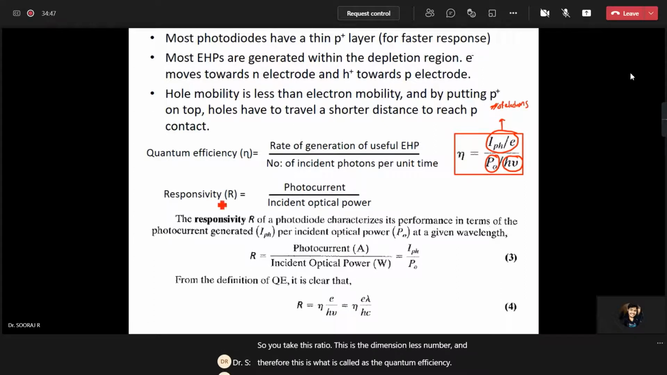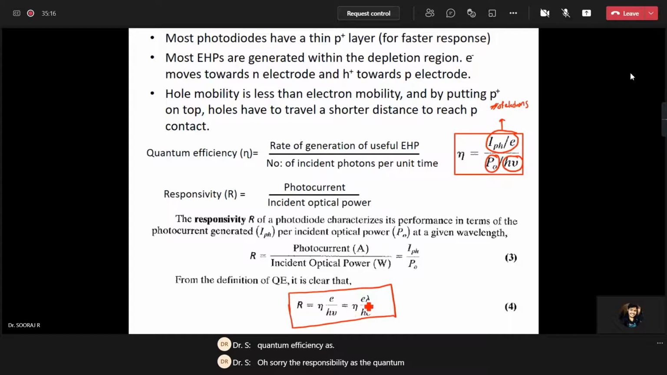And the responsivity of a photodiode is given by the photocurrent, the current that you produce, divided by the total optical power that is falling on it. So using these two expressions, you can rewrite the responsivity as the quantum efficiency multiplied by the charge of the electron multiplied by the wavelength of the photon, divided by Planck's constant and the speed of light.